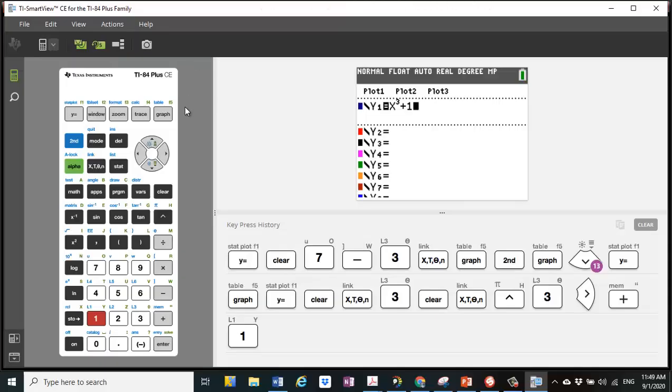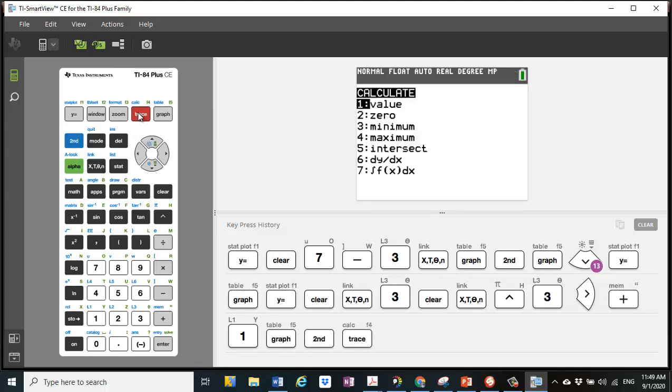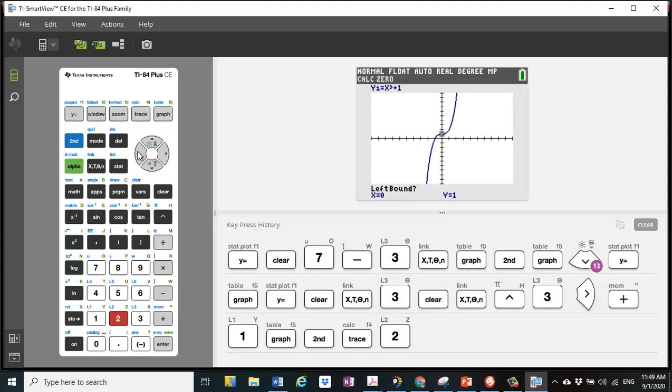So if we graph this equation in our calculator, you guys can find these by simply going to second calculate. And we're going to do, in this case, zero, number 2. We're going to scroll to the left of the 0, hit enter. We're going to scroll to the right of the 0, hit enter, and hit enter for the third time, and that gives us our x-intercept, or our zero, which is -1, 0.